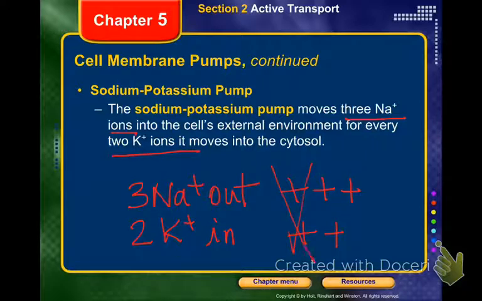These 2 are going to cancel out, right? And so what kind of a charge are you going to get here? A net positive charge on the outside of the membrane. Okay? And so there's always a difference in charge between inside the membrane and outside the membrane. Which way would ions move passively?